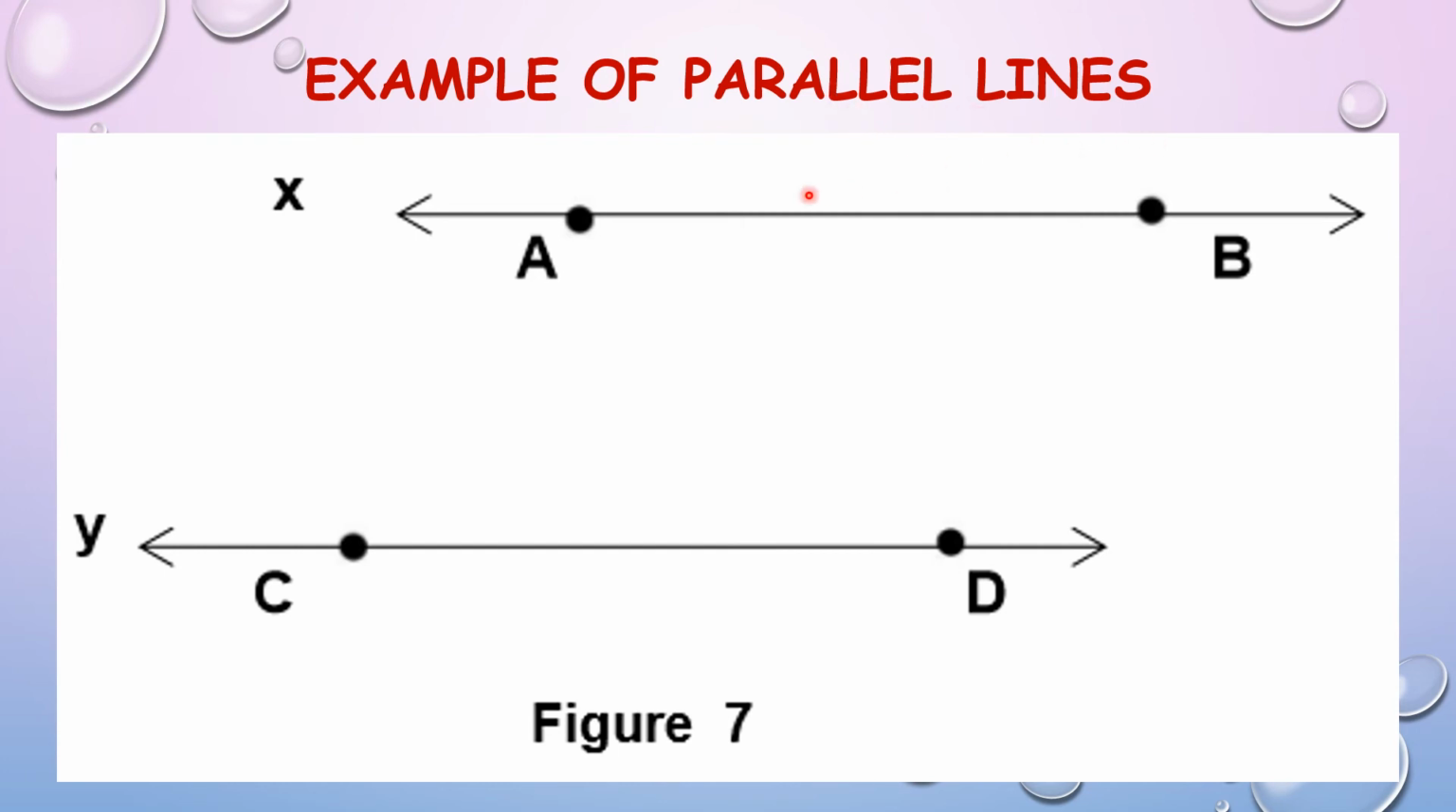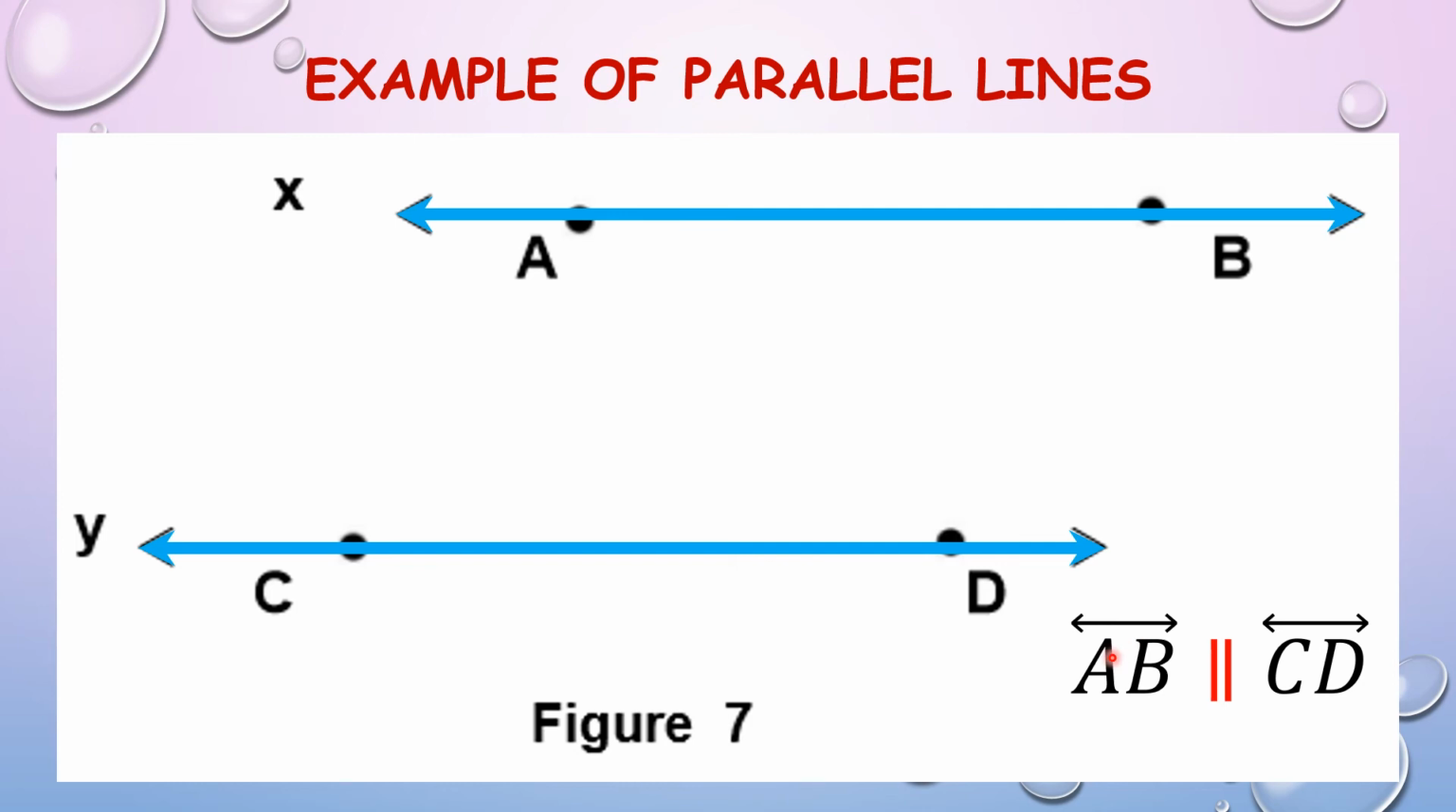So in this figure, line AB is parallel to line CD, or line X is parallel to line Y since they do not intersect. So in symbol, we write line AB, symbol for parallel, line CD, or line X is parallel to line Y. So don't forget the symbol for parallel lines.